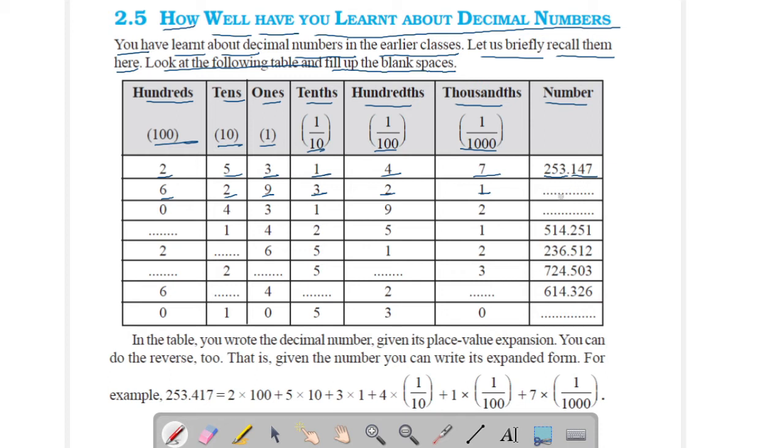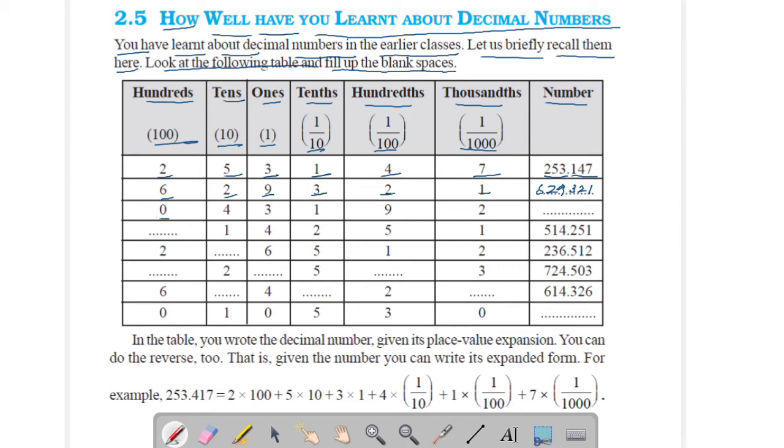Now second part. Here it is 6, 2, 9, 3, 2, and 1. We have to write the numbers. How will you write this? It can be written as 629.321. Write down here 629 point 321. This is your answer.